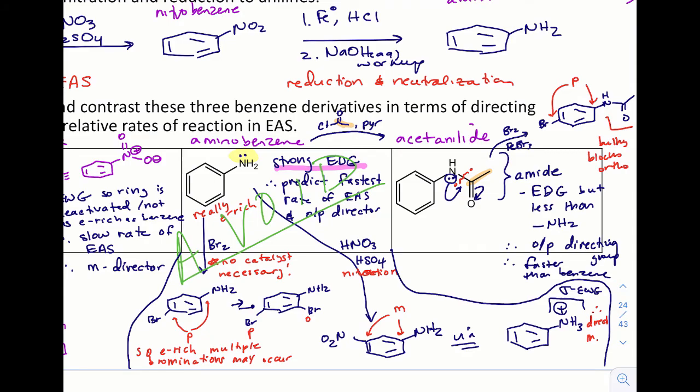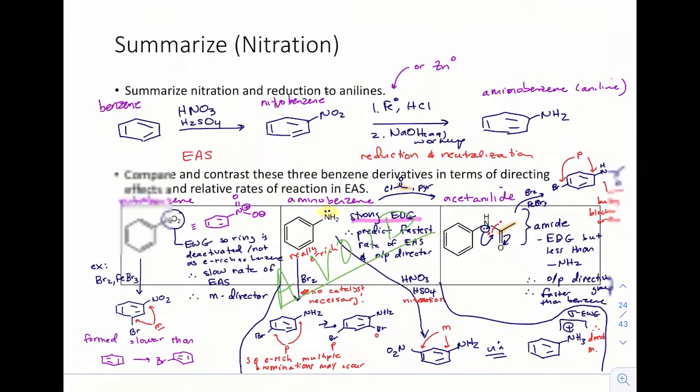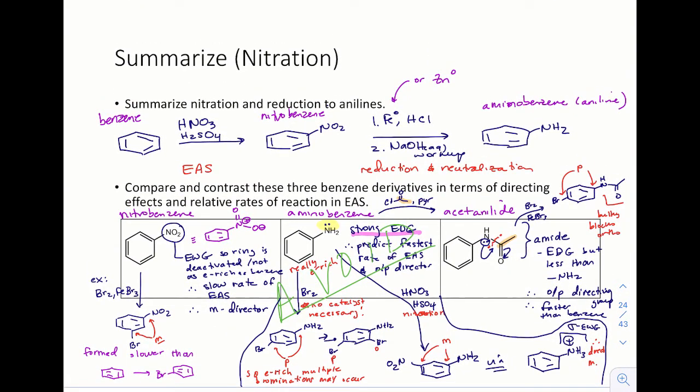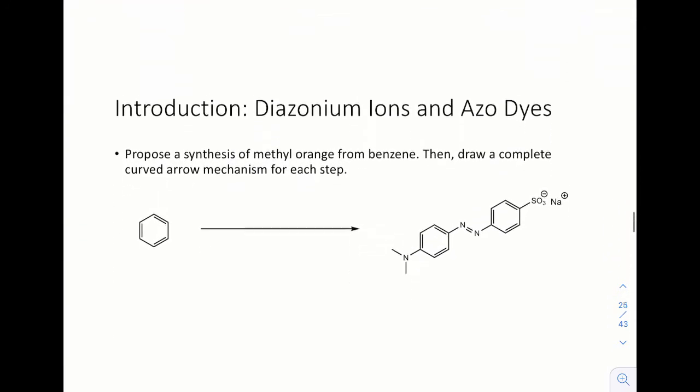We'll come back to this acetanilide as an intermediate in synthesis when we wrap up and do some practice problems at the end. All right, be sure you have this down. And then we're going to move on.